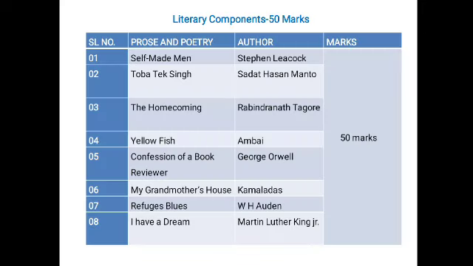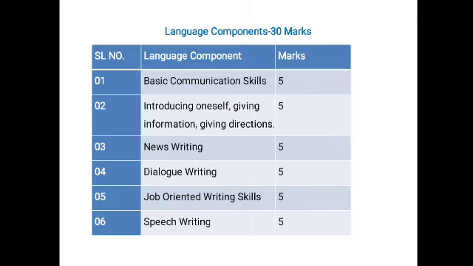As you all know, your second semester BCom English textbook has been divided into two parts, that is literary components and language components. So in literary components you have 8 units, 8 chapters, and from all these 8 chapters there will be 2 mark questions, 5 mark questions and 10 mark questions. So there will be 50 marks from literary components, from prose and poetry, and for 30 marks you will have questions from the grammar section, that is language components.